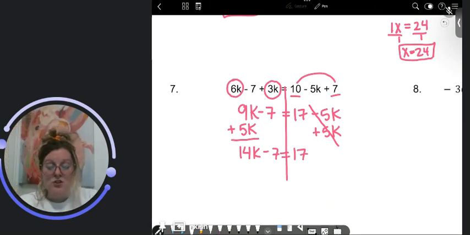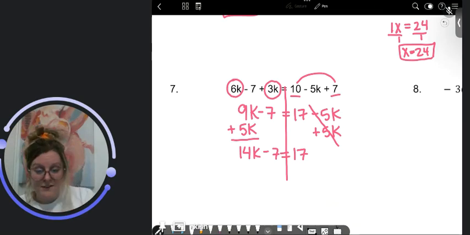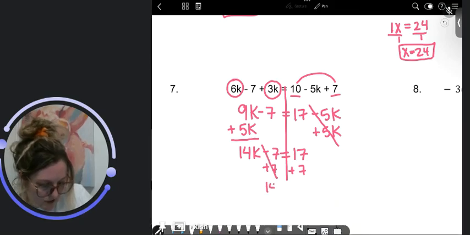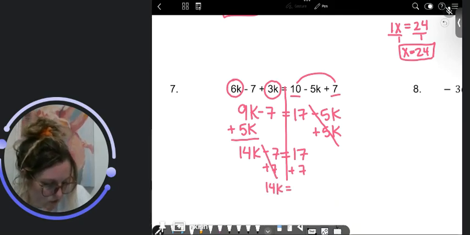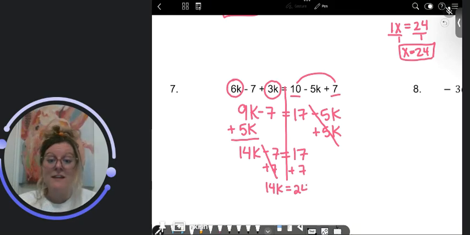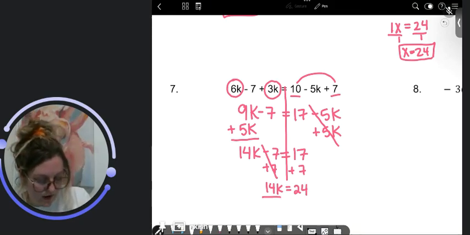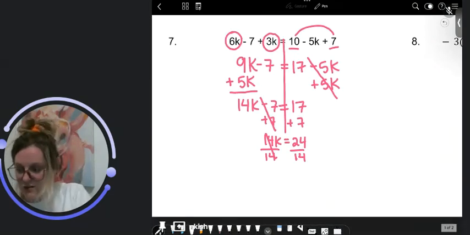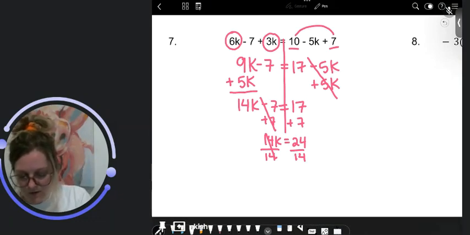Next, I am going to move over the minus 7 by adding 7 to both sides. They cancel on the left, so I have 14k is equal to 24. And then lastly, I am going to divide by 14, and you guys, we are going to get a decimal, and that is okay. So in my calculator, I'm doing 24 divided by 14.